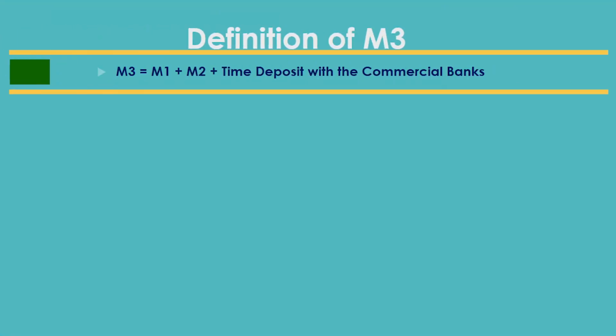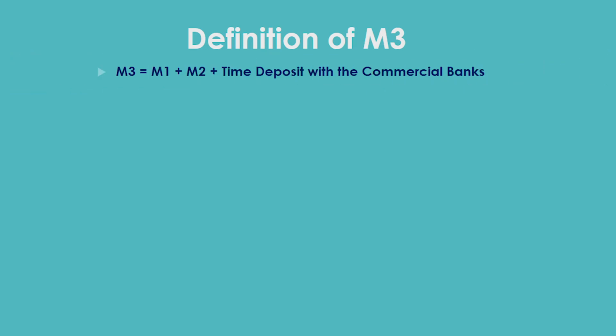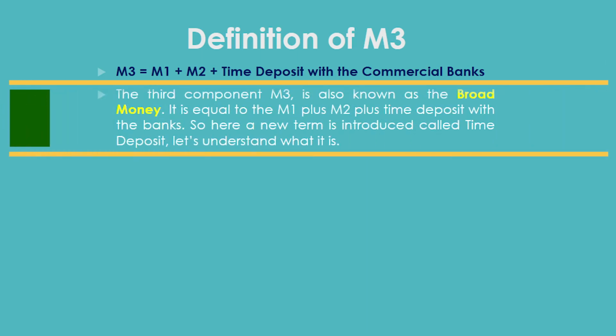Next, we come to our third definition, that is M3. So what is M3? M3 includes everything that was there in M1 plus the post office savings deposits that was included in M2, and here we add another additional deposit which we call time deposit with the commercial banks. Now this third component, that is M3, is called the broad money. So there we had M1, that is a narrow money, and here we have M3, which is called the broad money.